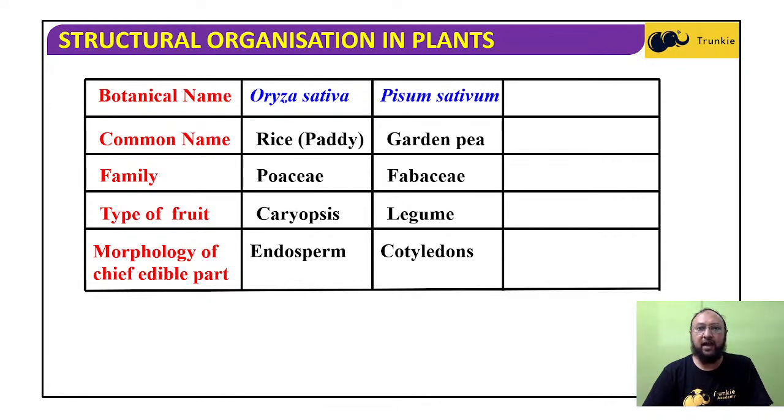Pisum sativum, the garden pea, belongs to the Fabaceae or Leguminosae. Earlier it was called the Leguminosae, and now it is called the Fabaceae. The type of fruit is legume, and the edible part is the cotyledon.